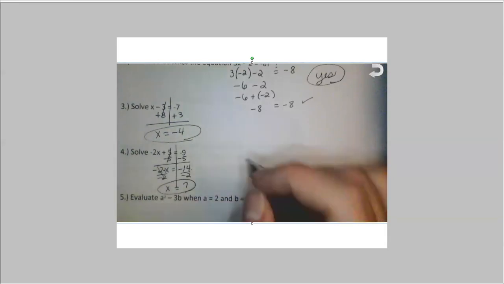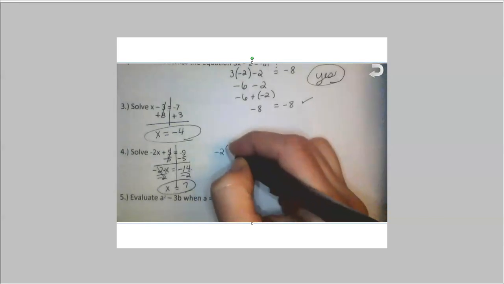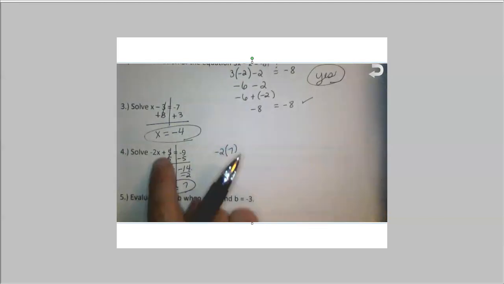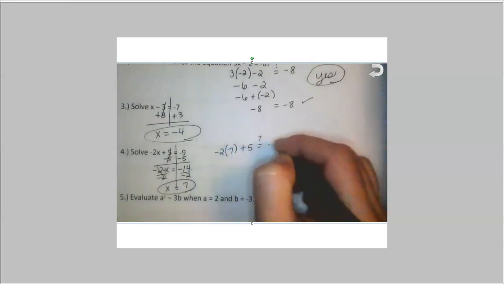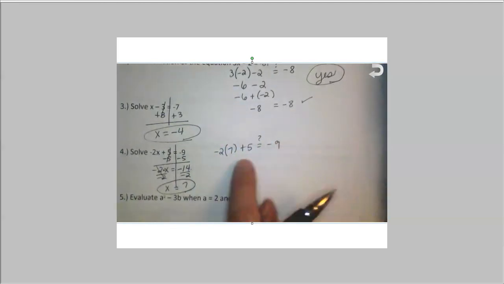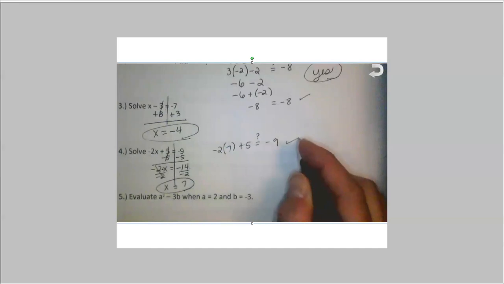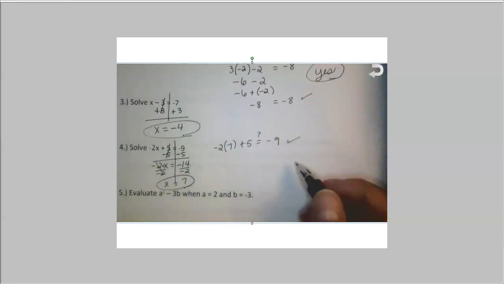And of course, you could check your answer to see if you got it correct by plugging it back into the equation and seeing, does this equal negative 9? Negative 2 times 7 is negative 14, plus 5 is negative 9. So you don't have to check it, but it's a good way to know if you got your answer right.